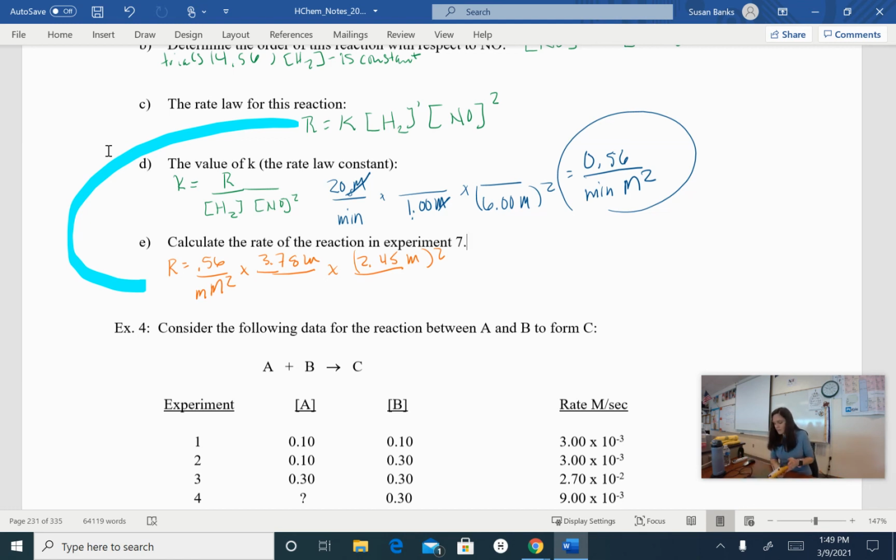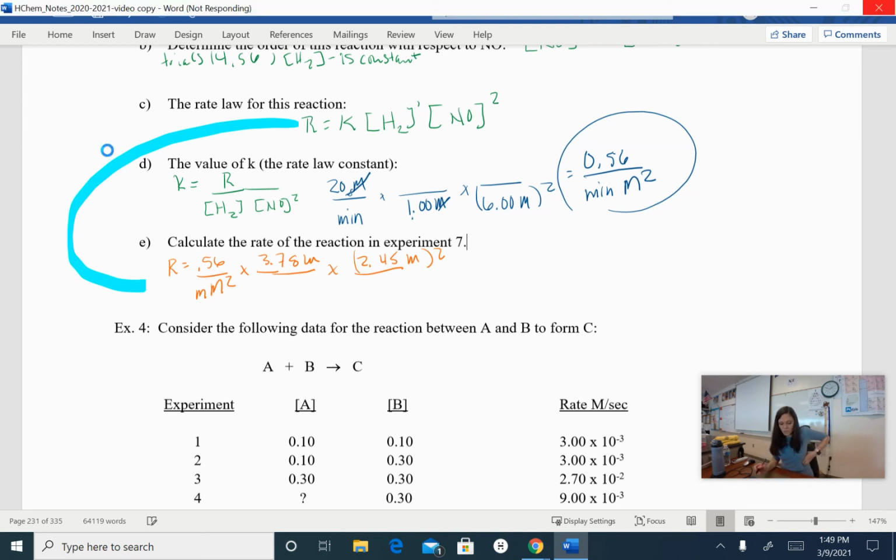When I do that, I'm not going to use this rounded number, I'm just going to use what I've got in my calculator, which is the 0.5 repeating. That gives me 12.6. So to 2 sig figs, that will give me 13. And my units, my molar squared cancels, so this will give me molar per minute, moles per liter per minute.